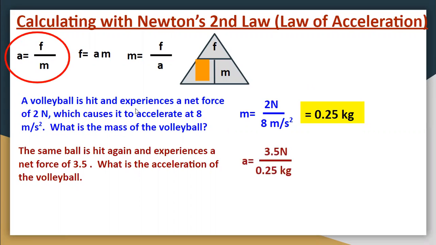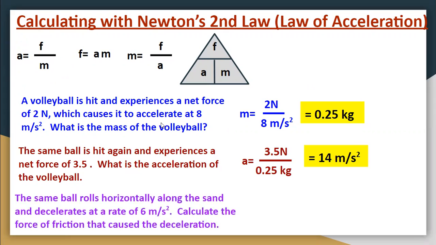So let's plug in our numbers. We have 3.5 newtons of force, and we have 0.25 kilograms of mass, and we divide them, and we get 14 meters per second squared. That's the acceleration of the volleyball.